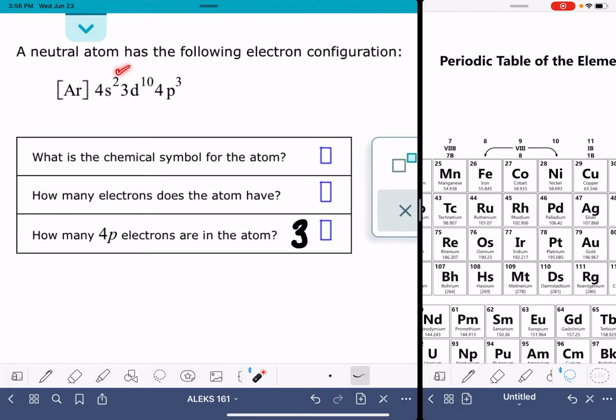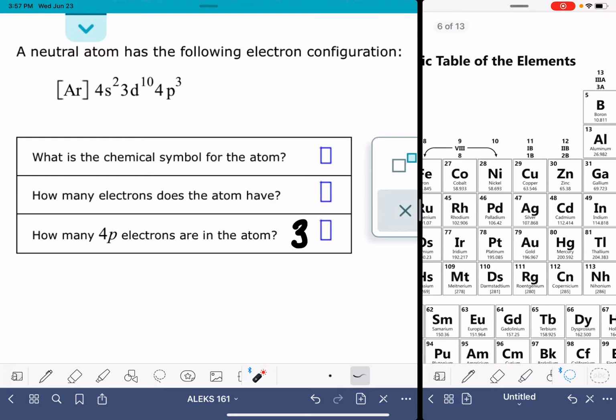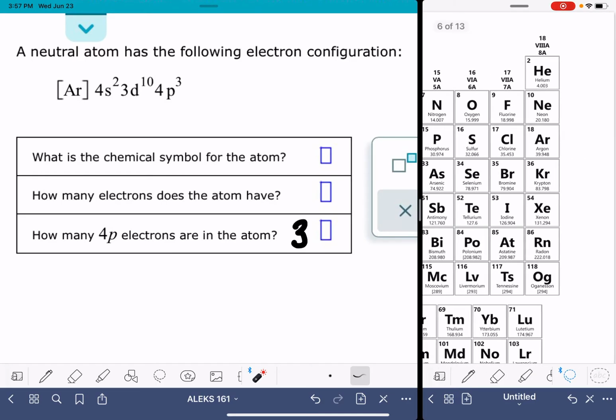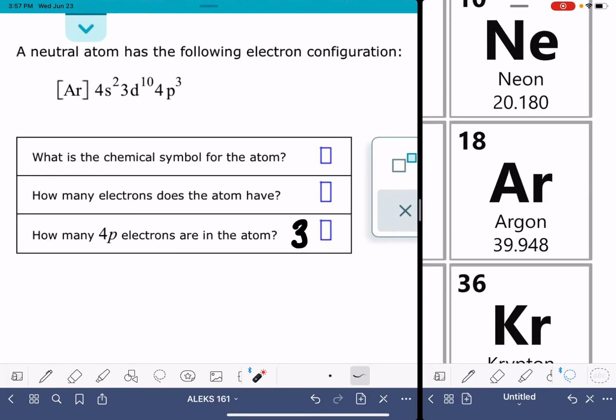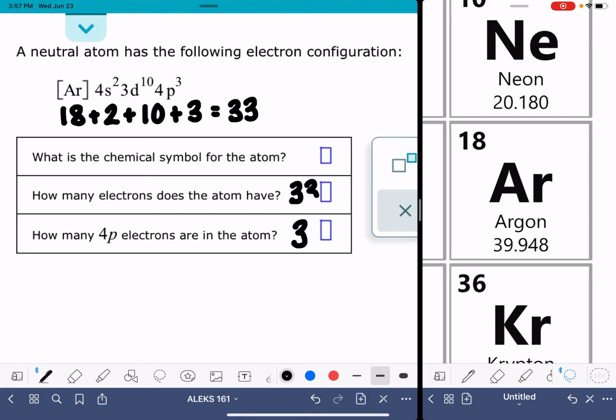So to do that, we're going to be adding up all of the superscripts, plus, don't forget the noble gas abbreviation. We have to add the electrons up for that as well. So let's go to the periodic table and find argon. Argon is element number 18. That means that it has 18 protons, and it also means that it has 18 electrons. We're going to add that to the 2 electrons that are in 4s, and the 10 electrons that are in 3d, and the 3 electrons that are in 4p. That's going to give us a total of 33 electrons right here.